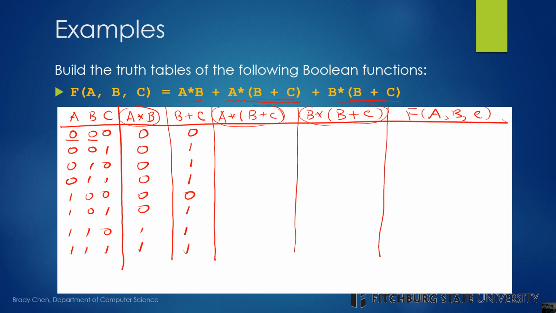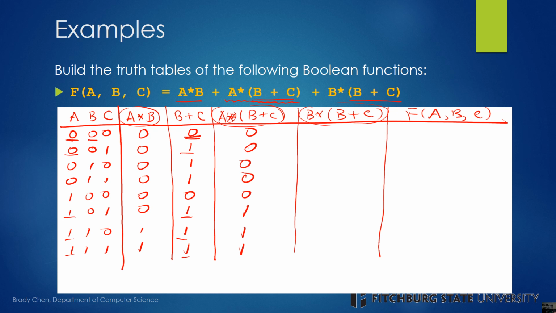Okay. Now let's take a look at A times B plus C. So A and B or C. Here's A, and B plus C. So that's 0, 0, 0, 0, because this is an AND operation. Then 0, 0, 0, 0, and 1, 1, that's 1.